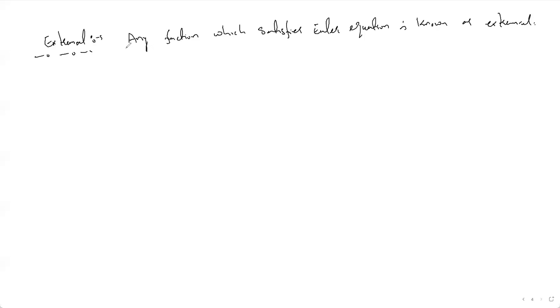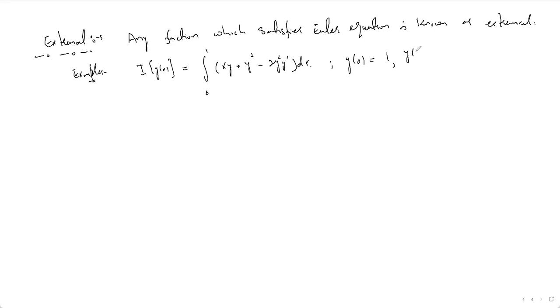So let us take one simple example to check whether the given function is an extremal or not. As a very simple example, I will consider that I have some functional I of y of x, usually a functional of y of x. Let us suppose that the limits go from 0 to 1, of xy plus y square minus 2y square y prime into dx. Fine. With the boundary conditions y of 0 equals 1 and y of 1 equals 2.